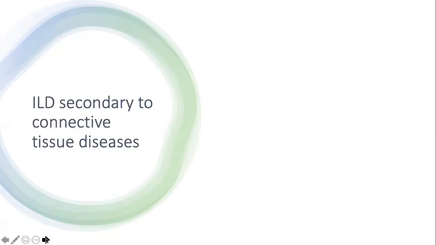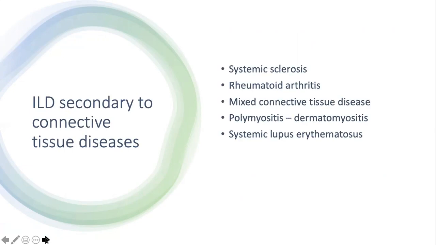So in addition to exposure-related interstitial lung diseases, they can occur secondary to connective tissue disease as well. So these diseases are systemic sclerosis, rheumatoid arthritis, mixed connective tissue disease, polymyositis, dermatomyositis, and SLE. So we will learn more about these diseases in your musculoskeletal module. But remember, in addition to involving the bones and the joints, these diseases can also affect the lungs and result in an interstitial lung disease.